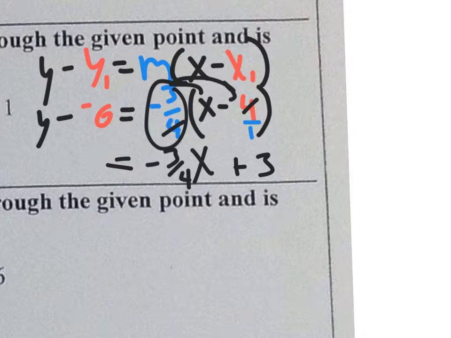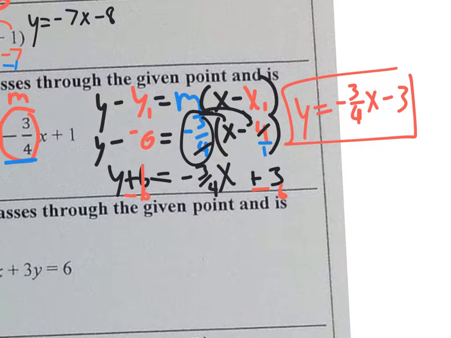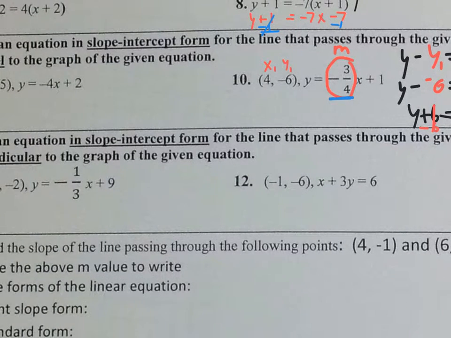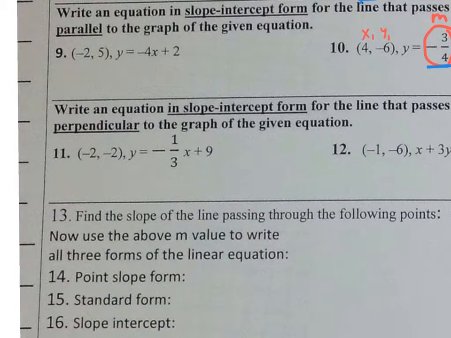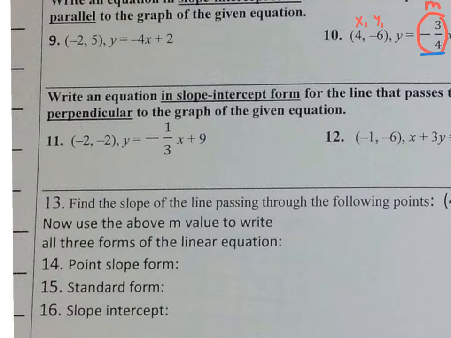And of course, you're going to bring down the equal sign and the y plus 6. Then you're going to get y by itself because that's what they're asking for. So you're going to subtract 6. Subtract 6. Y equals negative 3/4 x minus 3 is your final answer right there. Now the next one's probably the most interesting one because they want it in slope-intercept form. And they tell you that your line passes through the following point and is perpendicular to the given equation. So perpendicular means opposite reciprocal slopes.